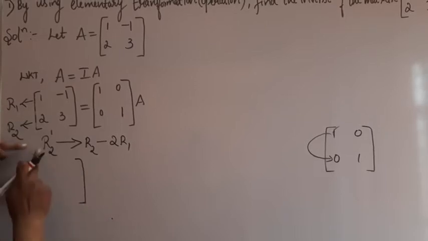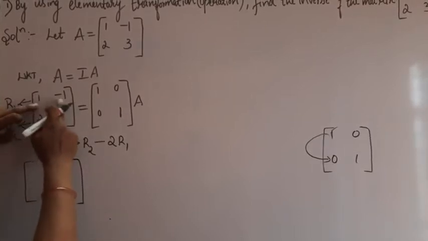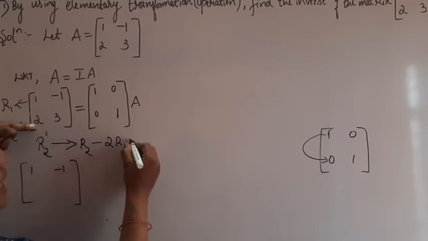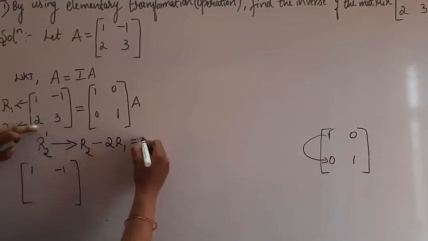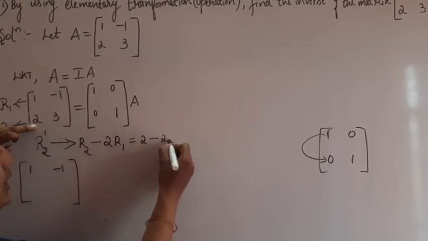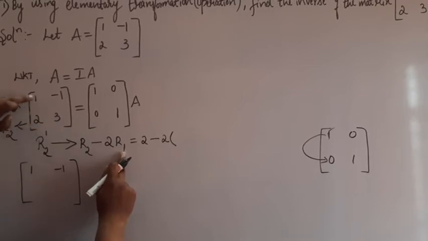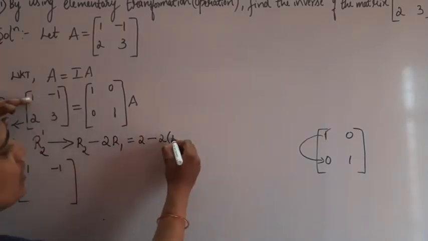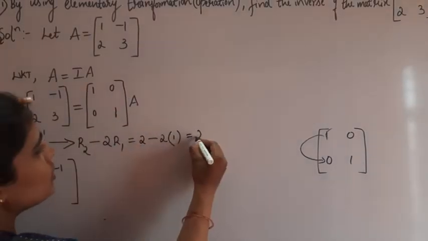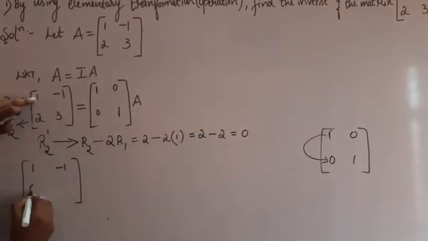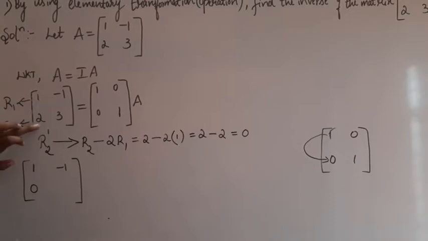We are changing only the second row, which means we have to write the first row as it is. That is 1 minus 1. Okay, now coming to the second row. Here is the second row formula R2. What is R2? It is 2 minus 2 into R1. The corresponding R1, the one in line with it, is what we call corresponding. So the corresponding R1 is 1. Simplifying, 2 minus 2 ones are 2. What is 2 minus 2? 0. The first element is 0. Completed.